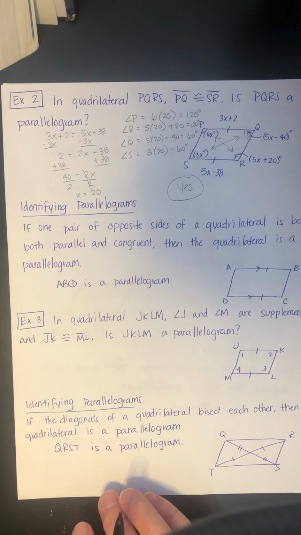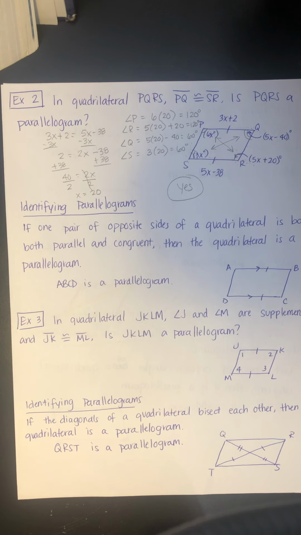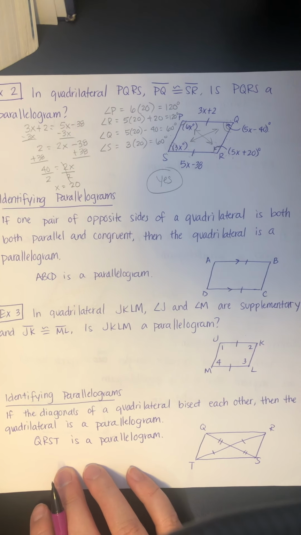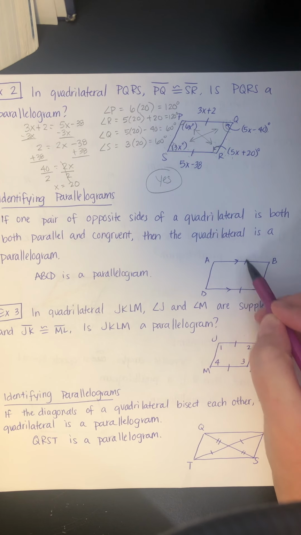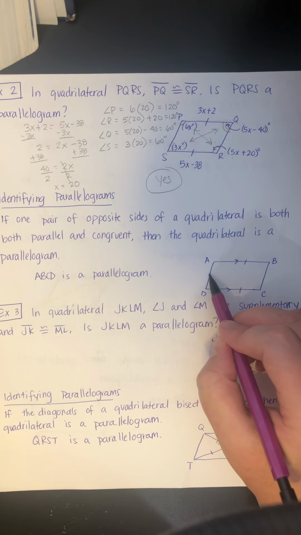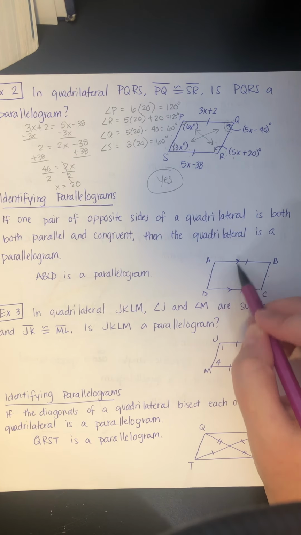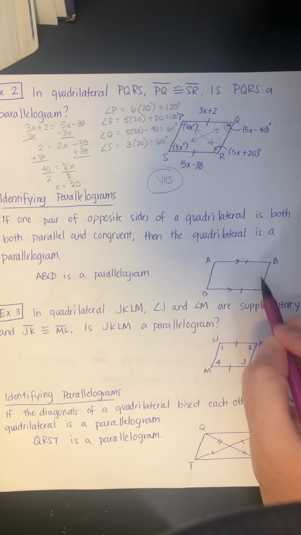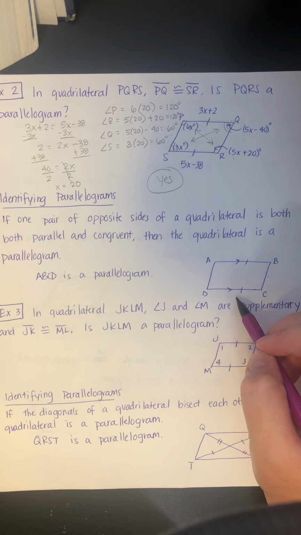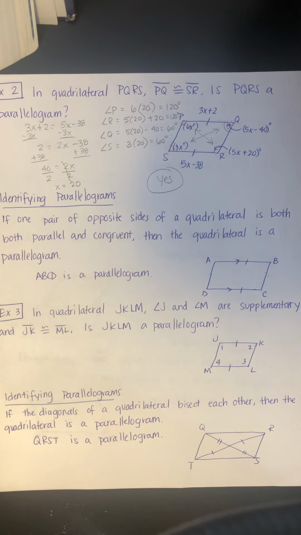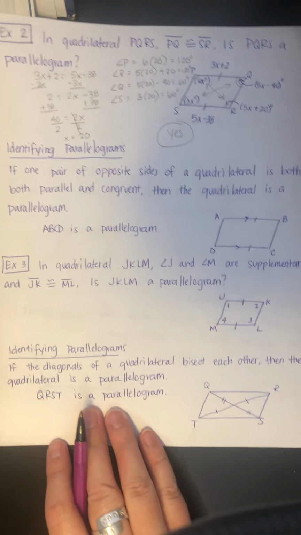Next, identifying parallelograms. It says, if one pair of opposite sides of a quadrilateral is both parallel and congruent, then the quadrilateral is a parallelogram. So if you have a pair of opposite sides that are parallel and congruent, you don't have to worry about these other sides. If AB and DC are opposite of each other and they're parallel to each other and congruent to each other, then it's a parallelogram.